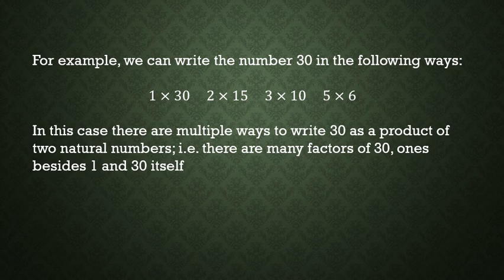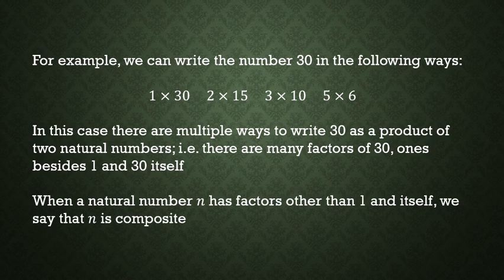We see that in each of these four cases, both numbers involved are natural numbers. So in this case, there are multiple ways to write 30 as a product of two natural numbers. That is to say, there are factors of 30 besides just 1 and the number 30 itself. And when a natural number n has factors other than 1 and itself, we say that n is composite. Some of us may recall this word from some time back. But when a number has factors other than 1 and itself, we say that that number is composite.